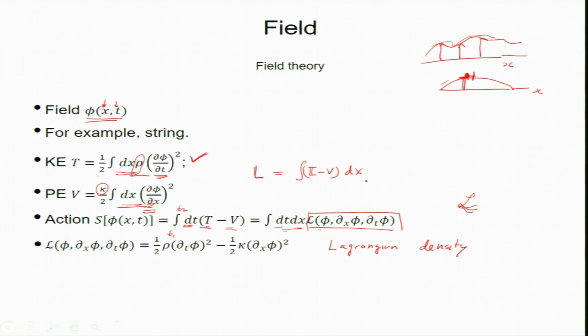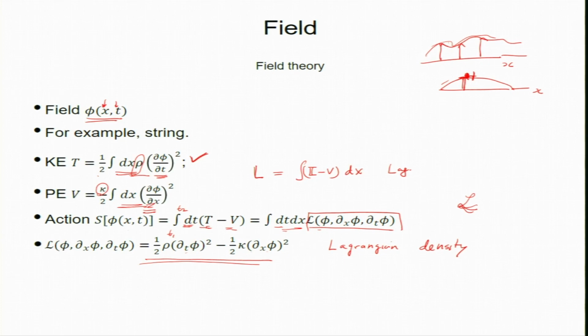Okay, it is like before, but I have the integral dx, because it is a field. For a particle we do not need the dx integral because it is a delta function object, right, mass. But here this is the Lagrangian, and without dx it is the Lagrangian density. Okay, so, the Lagrangian density is half rho (d phi by dt) squared minus half kappa (d phi by dx) squared. Okay. So, this is the Lagrangian density.